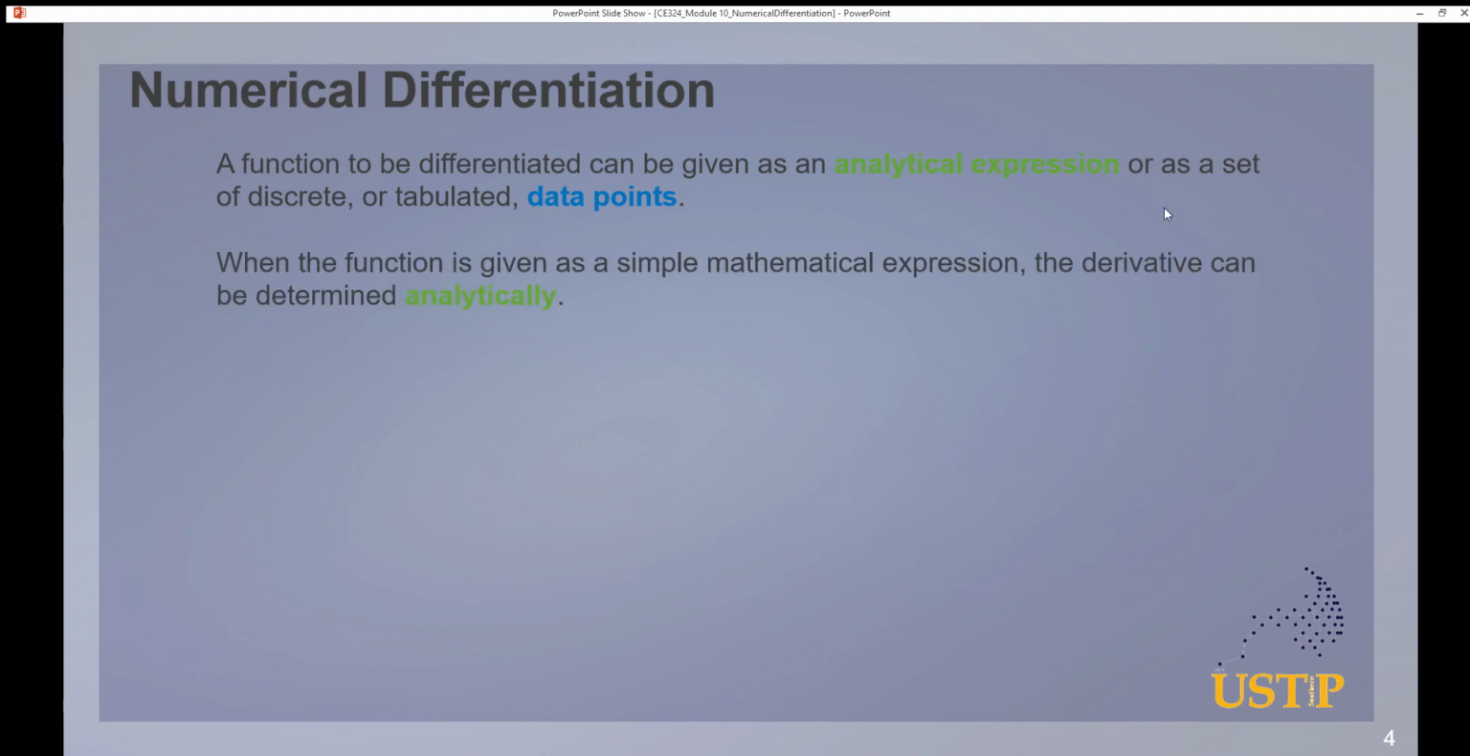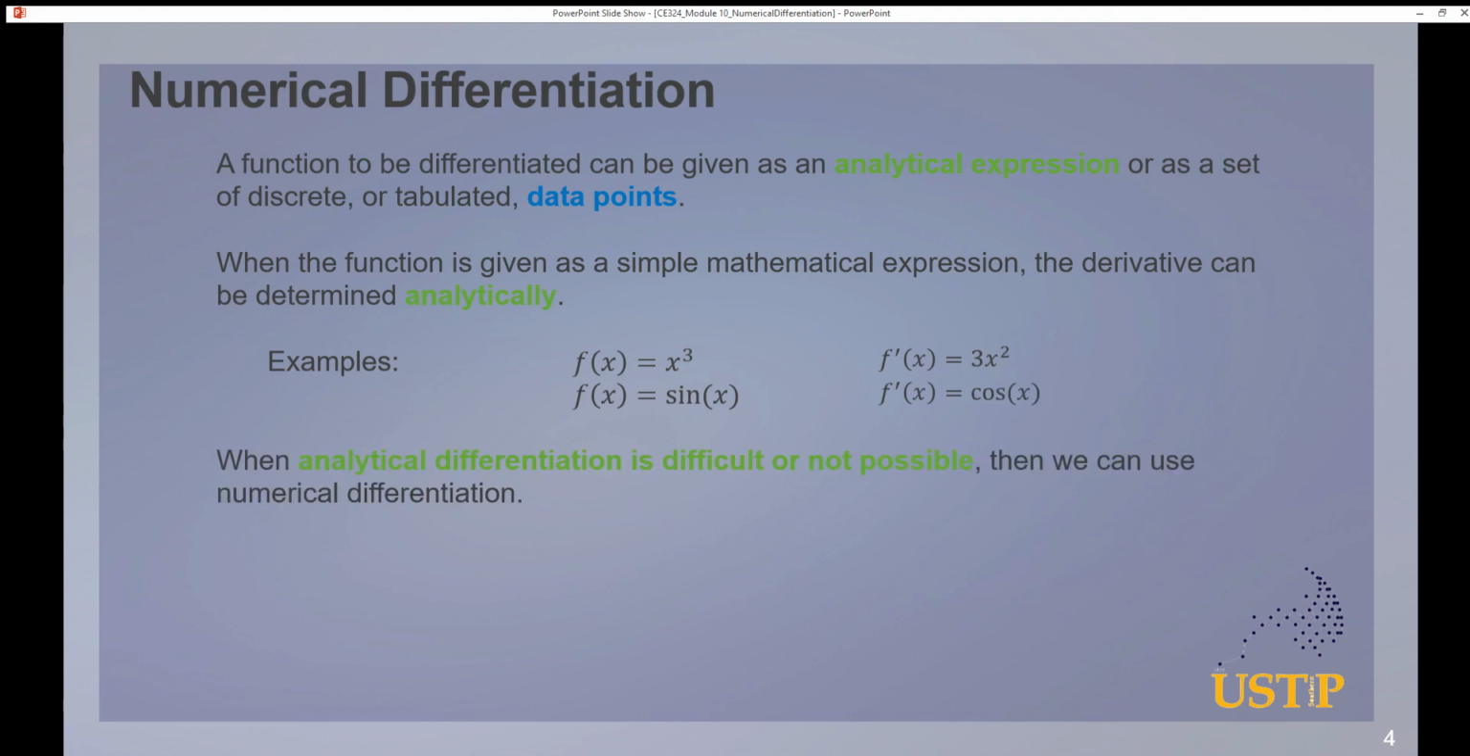When the function is given as a simple mathematical expression, the derivative can be determined analytically. For example, for e to the power of 2x, the derivative is 2 times e to the power of 2x, or sine, the derivative is cosine. Another example, x cubed, the derivative is 3x squared. That's good.